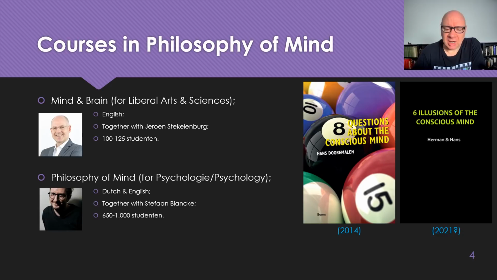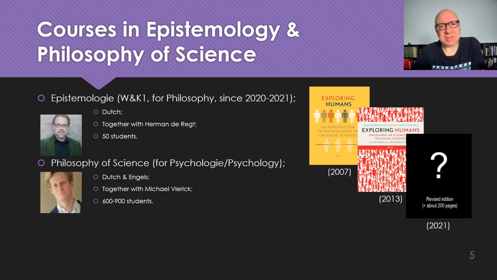I am writing a book for the second part of that philosophy of mind for psychology course. So together with him, I teach a course in the Bachelor of Philosophy on epistemology. So that's basically the first part, the first lectures of the Thinking About Science course, and well, of course, then going to Quine at the end. So I also teach philosophy of science to psychology students.